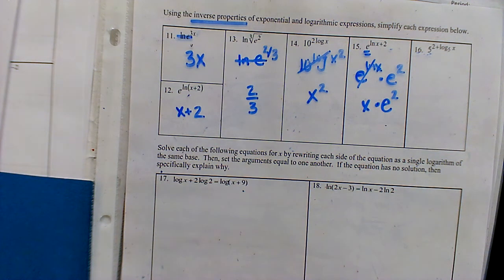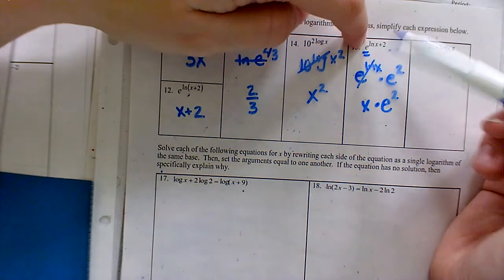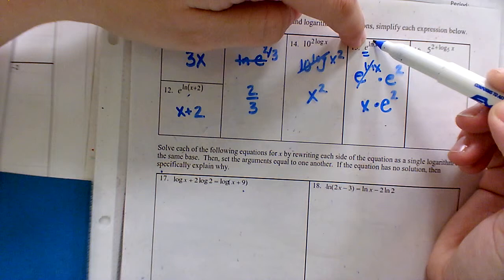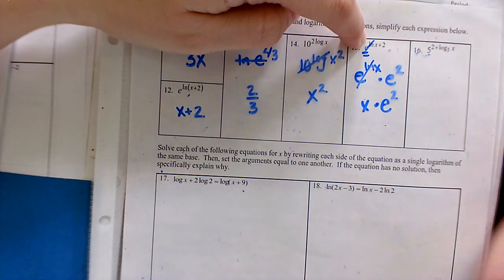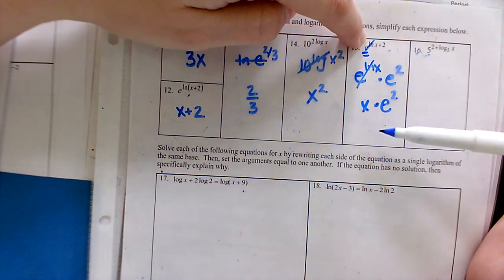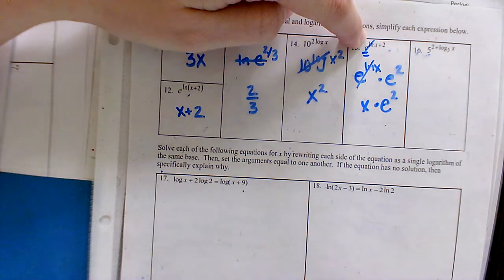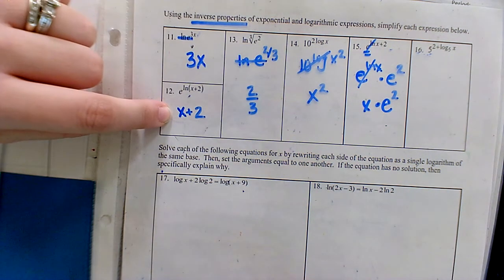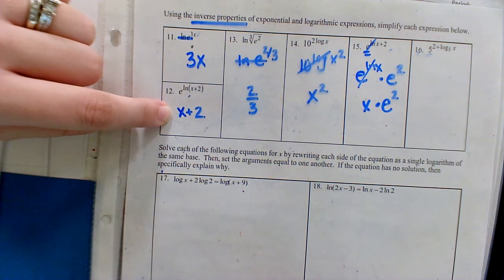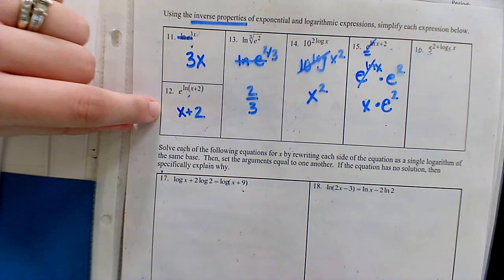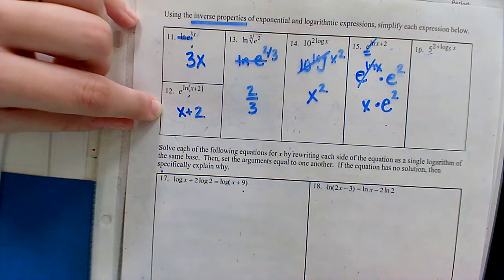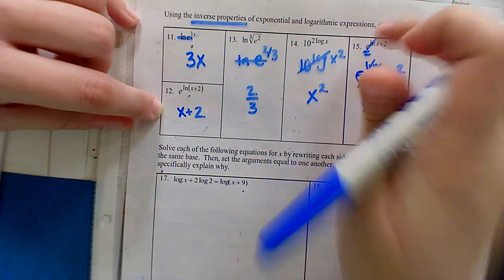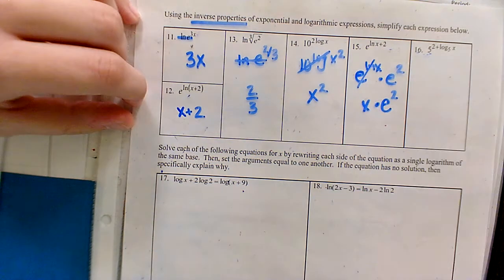Again, some people might get slash happy and eventually think that this e and natural log would cancel out, so you're left with x plus 2. But that's not the case. If the x plus 2 were in parentheses, like it was for 12, that's what we would be left with. So there's a slight difference between the two, depending on where your argument is located. Again, don't get slash happy, think about your properties.